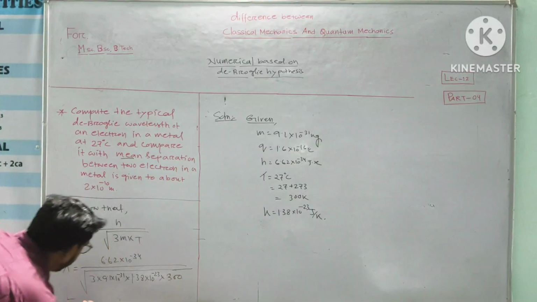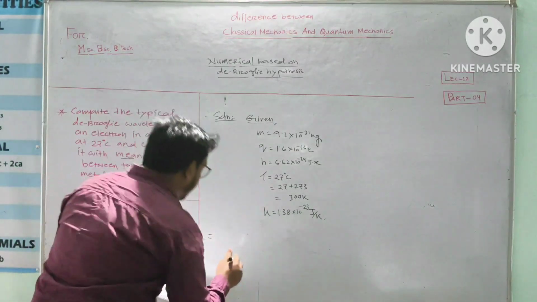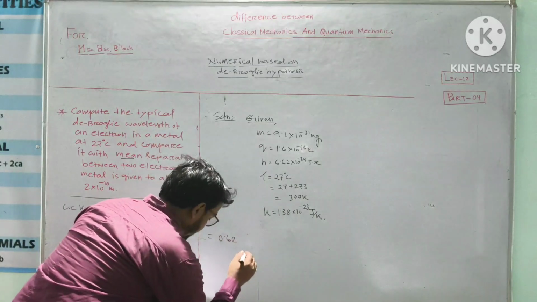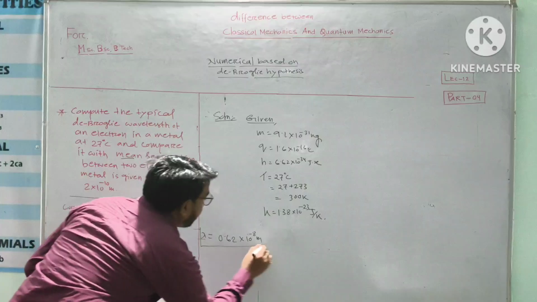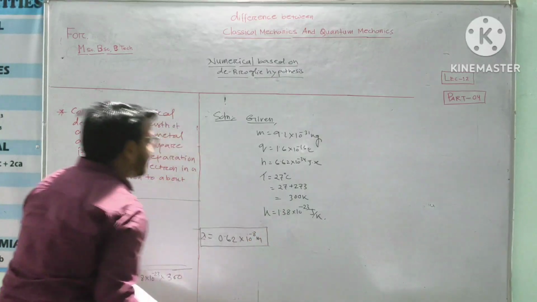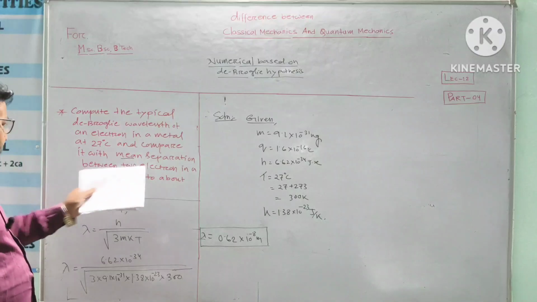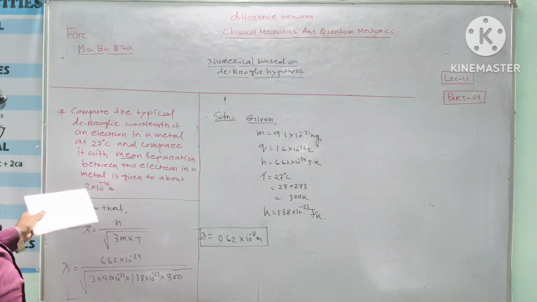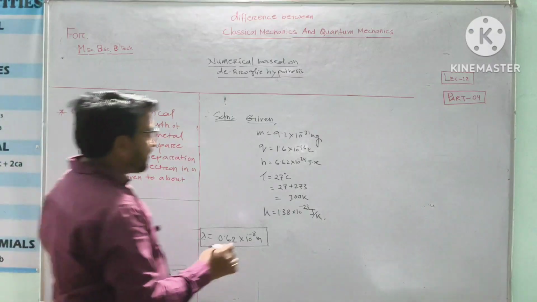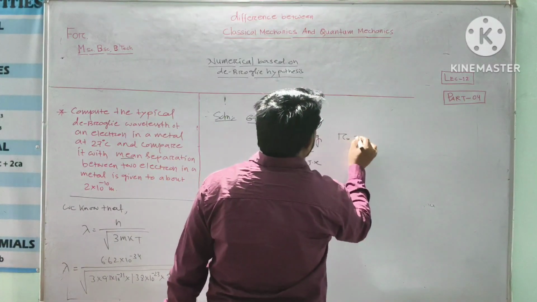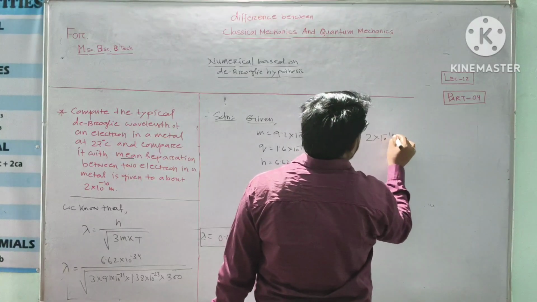After solving this part, you will get the result is 0.62 into 10 to the power minus 8 meter. So this is our required wavelength of the electron. Now we are going to compare this value with separation between two electrons. Okay, separation between two electrons in metal is given about 2 into 10 to the minus 10 meter. So separation between two electrons is also denoted by R naught, and R naught equal 2 into 10 to the power minus 10 meter.